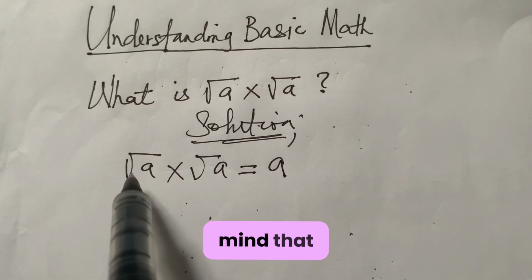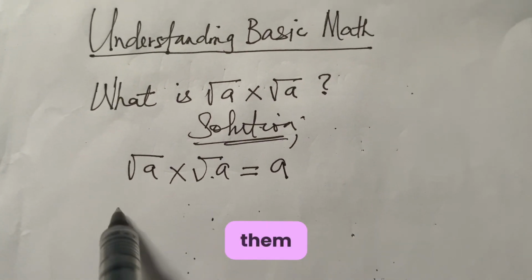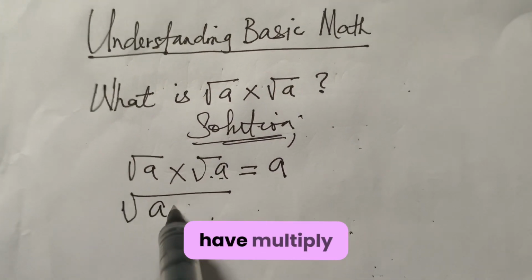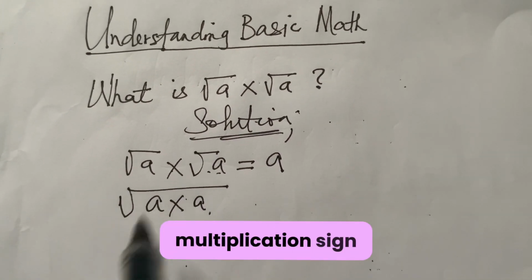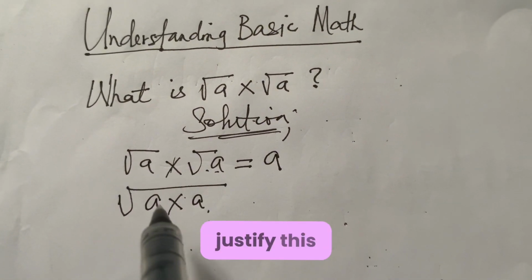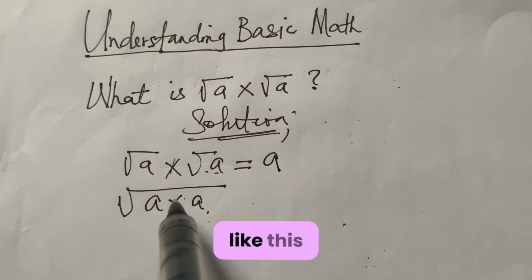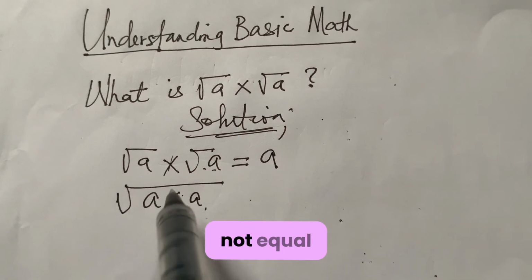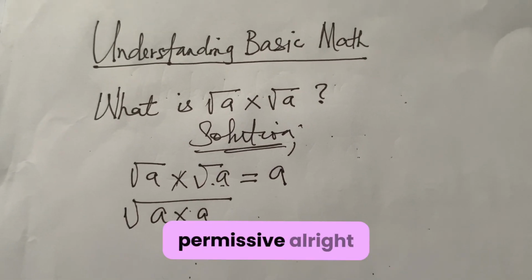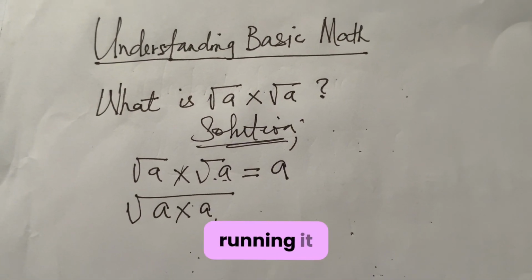All right, keep in mind that when you have two square roots, according to the rule of surds, you need to combine them. And when you combine the square roots into one, then the contents you have, multiply them because of the multiplication sign. Of course, if here it were plus, the rule does not obey, it doesn't justify this. If you have minus, you can't do it like this. It's not equal to, this is not equal to, when you have minus, it's not permissible. All right, but if it is division, then we have another way of running it.